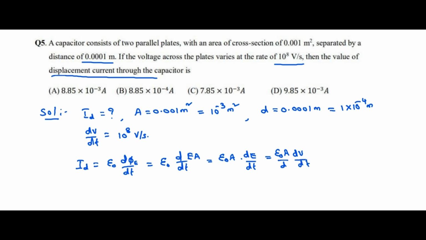also we can write. Now if you substitute all the values, epsilon naught is nothing but 8.854 into 10 power minus 12, A is 10 power minus 3, divided by D value which is nothing but 10 power minus 4, dV by dt is 10 power 8. This value will be 8.854 into 10 power minus 3 ampere, we will get it. So the option is 8.85 into 10 power minus 3 ampere.